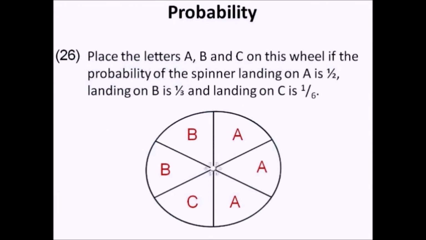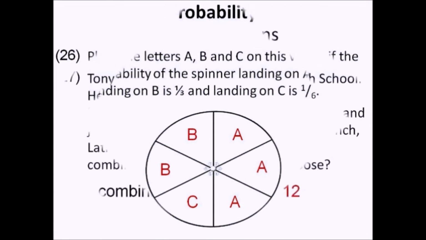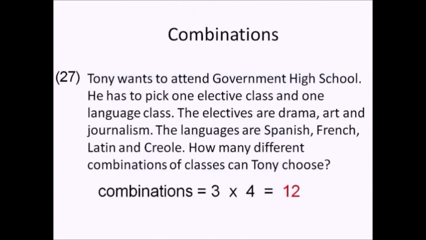Let's move on to number 26, probability. And you have A is a half, so that means half of 6 sectors, so half would be 3. And then B is 1/3, that would be 2. And then C is 1/6, it's just 1. That's how you place those letters in for probability.